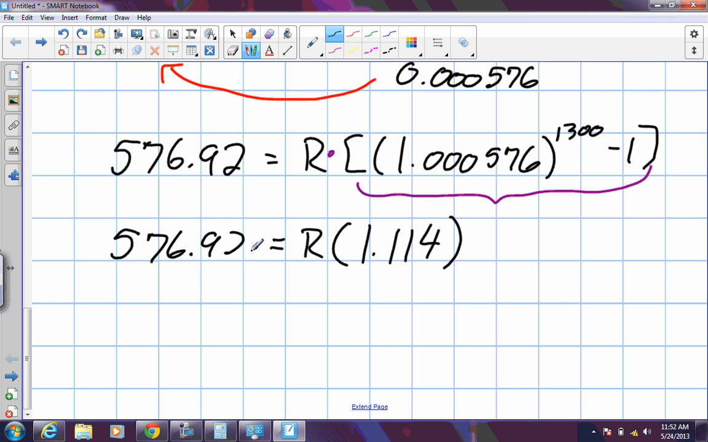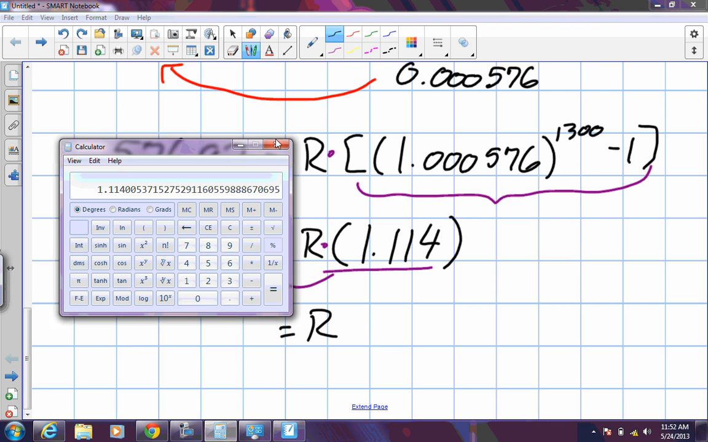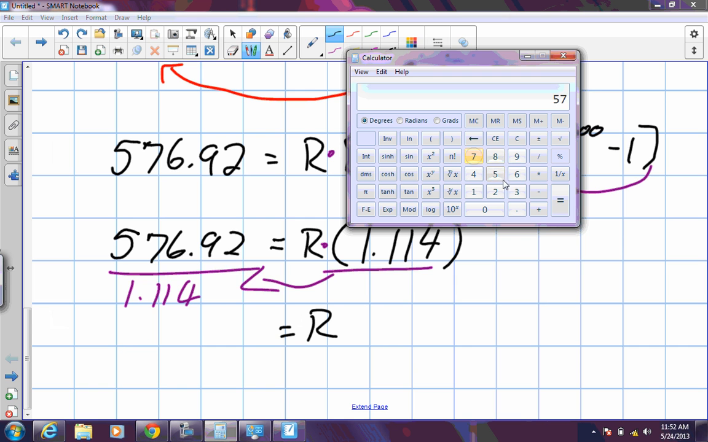The number on the bottom we brought over already. The last step to isolate R here is we need to divide. We need to bring this over, so we'll be dividing by 1.114. So it's a rough estimate here. We take our 576.92 divided by 1.114 equals 517.88.